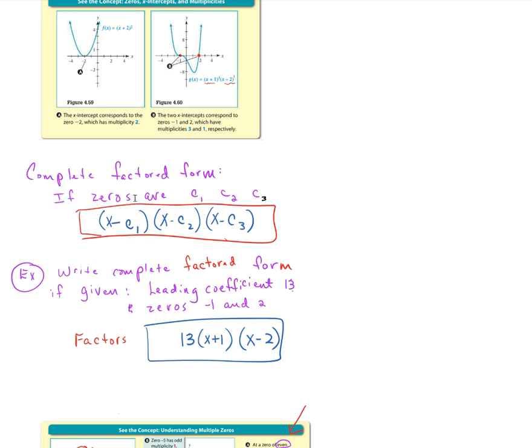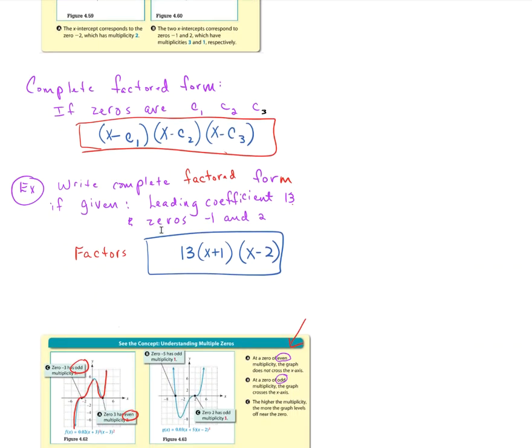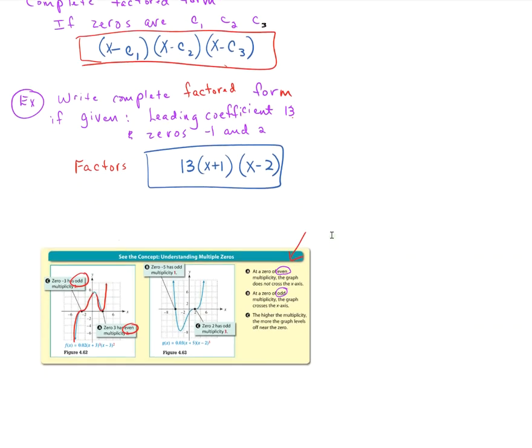Complete factored form if zeros are C1, C2, and C3. Well, it's just x minus those zeros. So x minus C1, x minus C2, x minus C3. No commas. These are factors. They're multiplied together. Write the complete factored form if given that the leading coefficient is 13 and the zeros are -1 and 2. So for the factors, we do x minus this, so that's x plus 1, and x minus that, and 13 goes in front because that is the leading coefficient. All right.